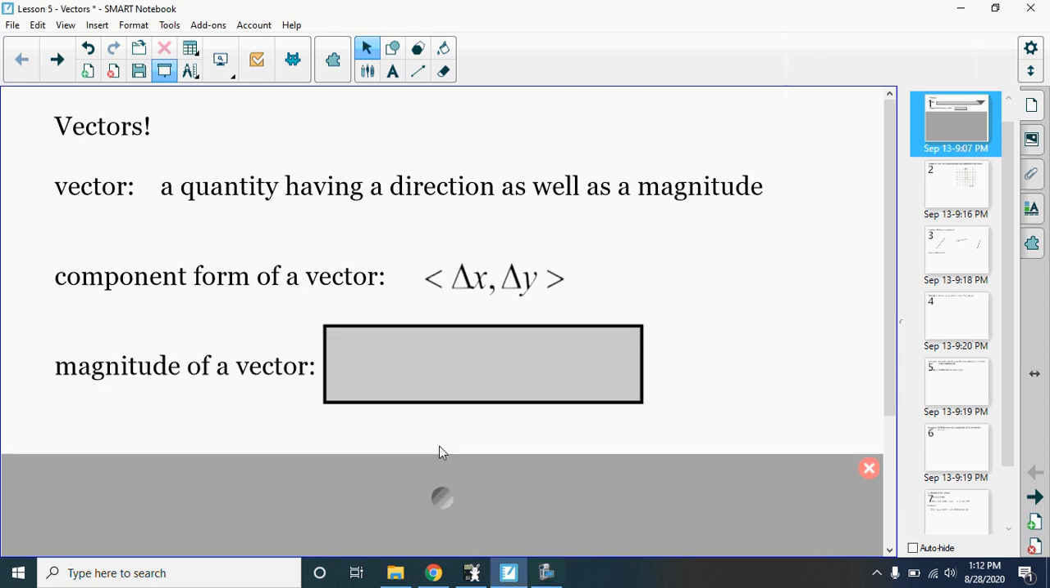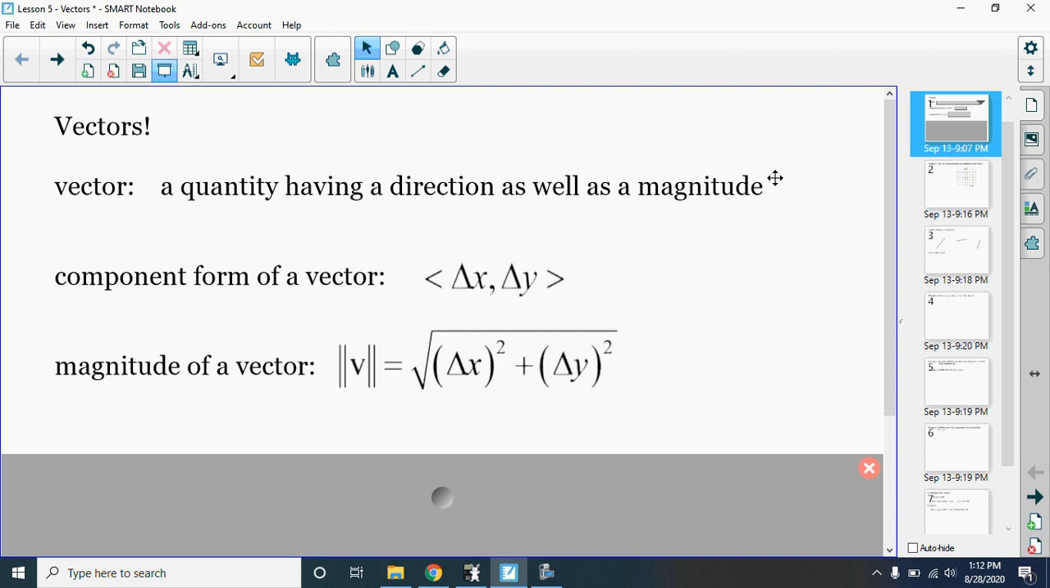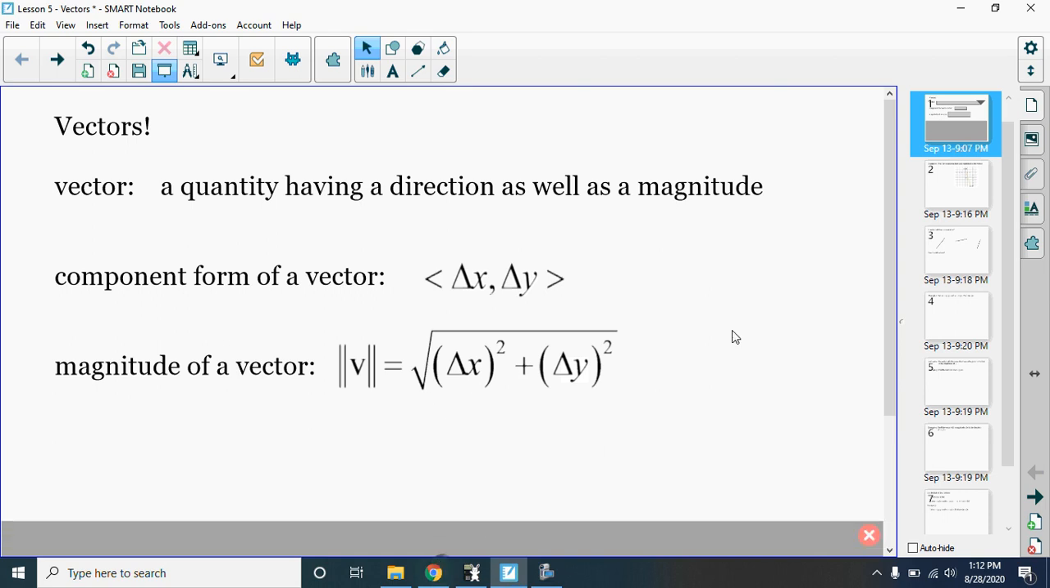To find the magnitude of a vector, really what we're doing is we're using the Pythagorean theorem. So we're using a squared plus b squared equals c squared, and then to solve for c, you take the square root. To show that we have the magnitude of a vector, magnitude again is how big it is, you put two vertical lines on each side. So we're going to square the change in x, square the change in y, add them up, and take the square root. And that should give us the size of a vector.